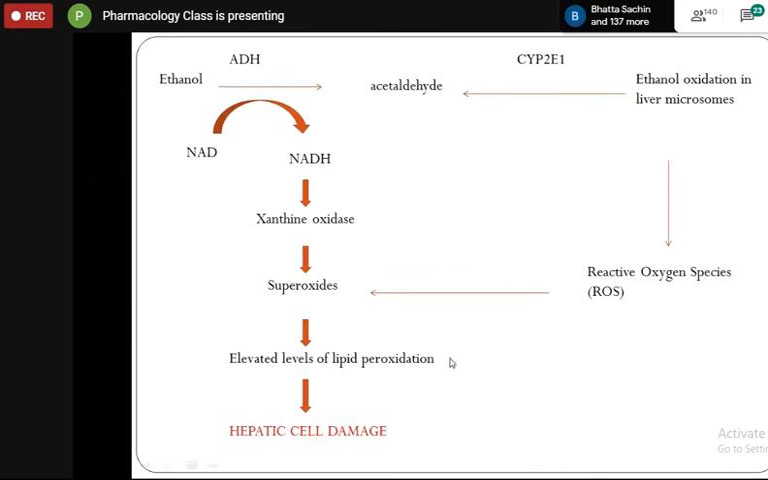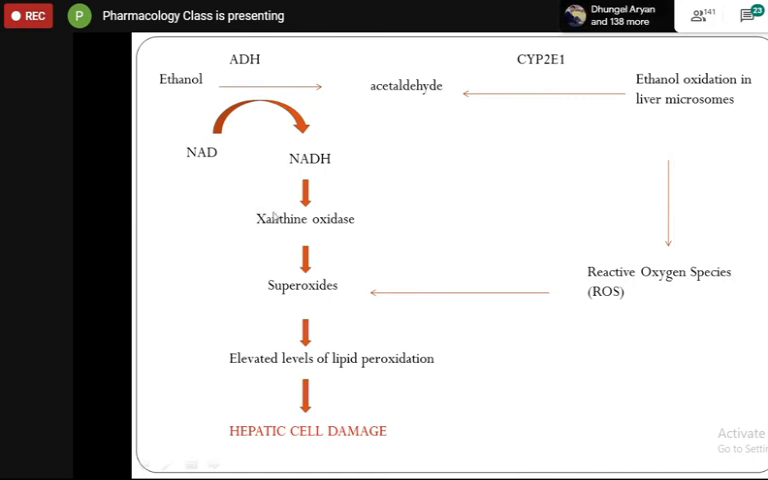Yes ma'am. Okay, so I was talking about how ethanol is proven to have a hepatotoxic effect. What is happening inside the liver when ethanol is metabolized under the influence of the enzyme alcohol dehydrogenase? It gives you acetaldehyde. In this process, simultaneously, redox changes happen where NAD gets converted into NADH, and NADH influences an enzyme called xanthine oxidase.